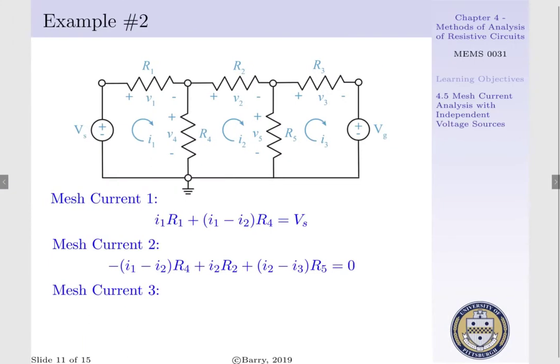Lastly, for our third mesh current, we have minus V5 plus V3 is equal to minus Vg. We already have V5 expressed from mesh current 2, which is (I2 minus I3) times R5, such that we'd have minus (I2 minus I3) times R5 plus V3, which is I3 R3, is equal to minus Vg. Thus we have 3 equations and 3 unknowns.